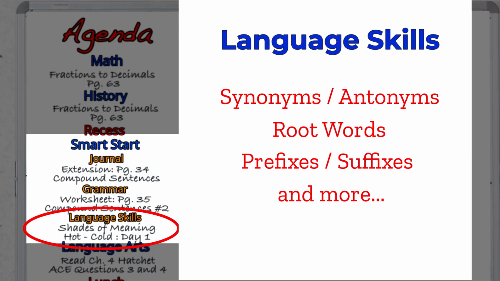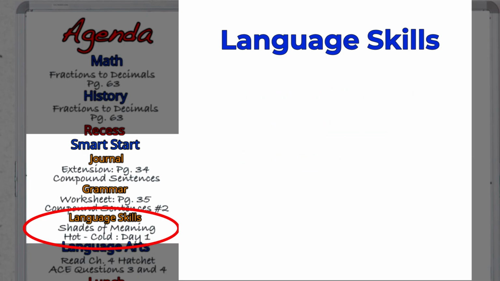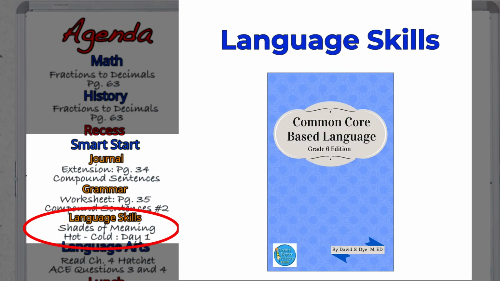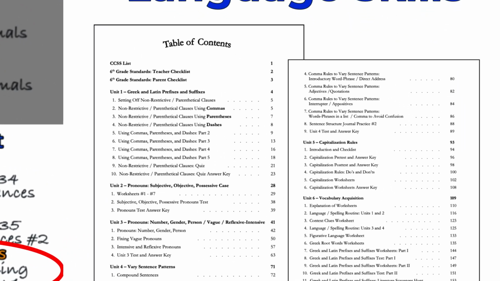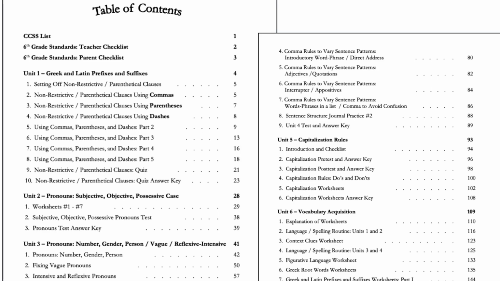I know it's self-serving here, but I do have a book, Common Core-Based Language. It does say 6th grade edition, but it's really appropriate for grades 5 and up, because if you know how Common Core works, it all just builds. And so the 6th grade edition will have everything from grades 3 through 6.